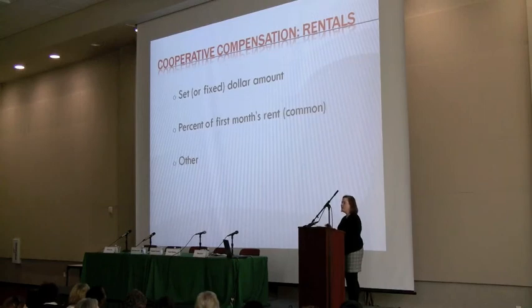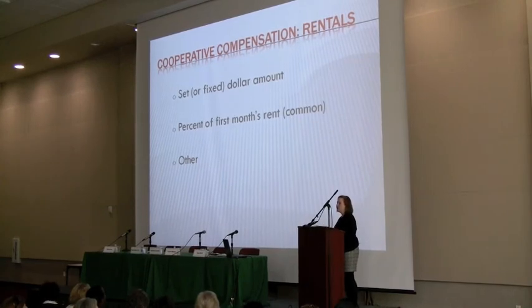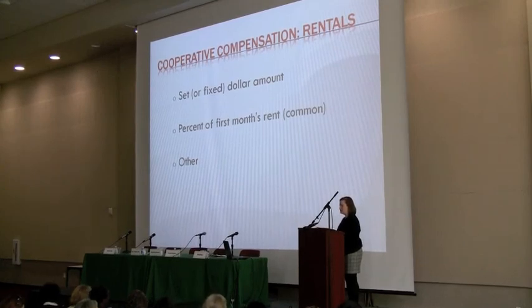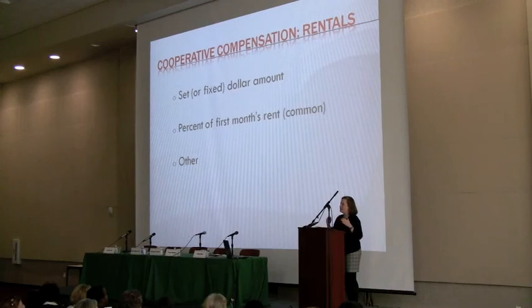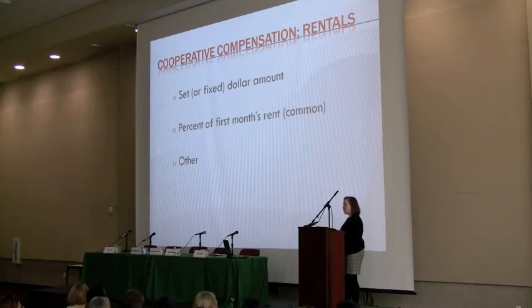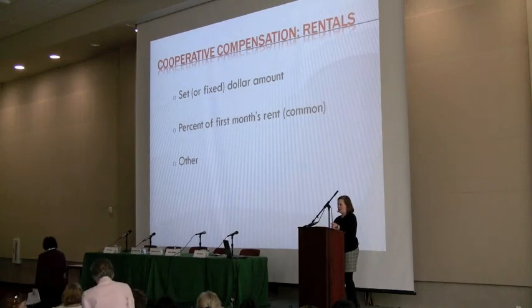Sometimes it might be based on the first 2 months' rent, or the first 6 months' rent. It can vary. But as long as it's either somewhat akin to a set dollar amount or a percentage of the rent price, something that you can figure out what your compensation will be, then they've met the requirement of the CMLS rules. So thank you for your attention, and Lynn, will you help us with our Q&A?